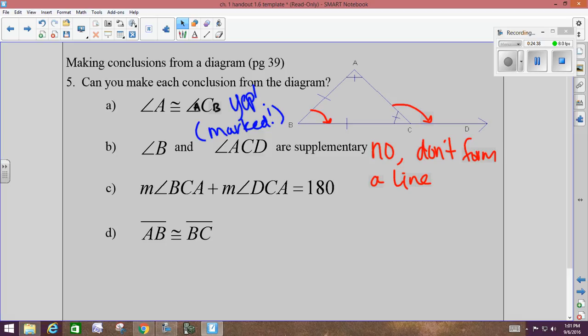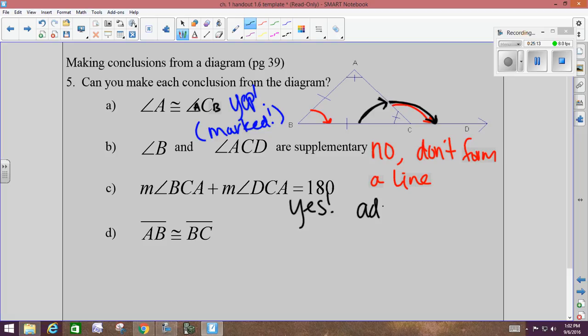Part C. The measure of angle BCA, so that's this one here, and the measure of DCA, so that would be this one, equals 180. Do you think this angle plus this angle would add up to 180? So which one do you want to go with? Yes, good. Why would you say that? Why'd you change your mind after I went back over it? Yes, you do. What do they make? Yes, they're adjacent and they form a line. So they have to add up to 180 because they make that straight line.